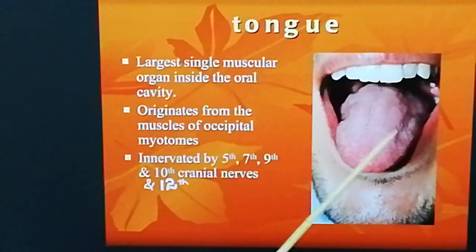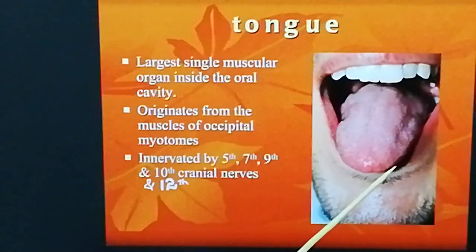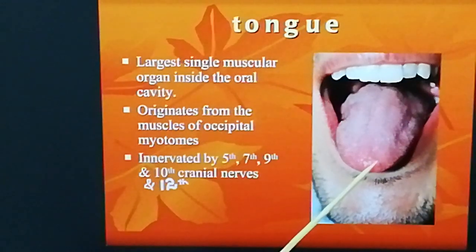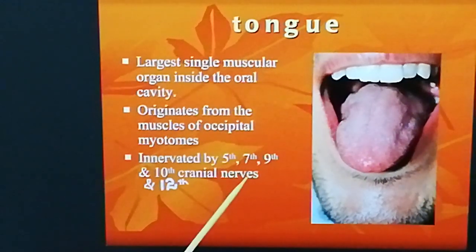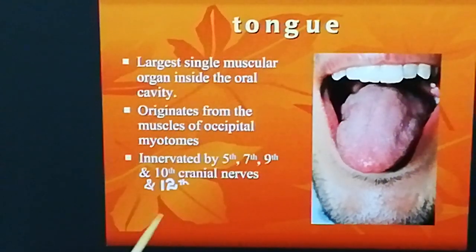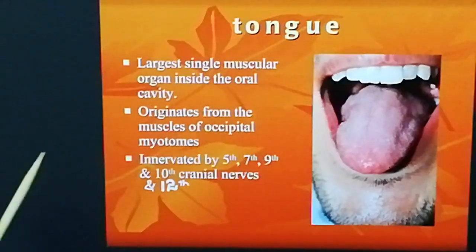And surprisingly, this in a real sense is an organ which is being innervated with 5 cranial nerves, the 5, 7, 9, 10th and 12th. We'll see later how they are being innervated.